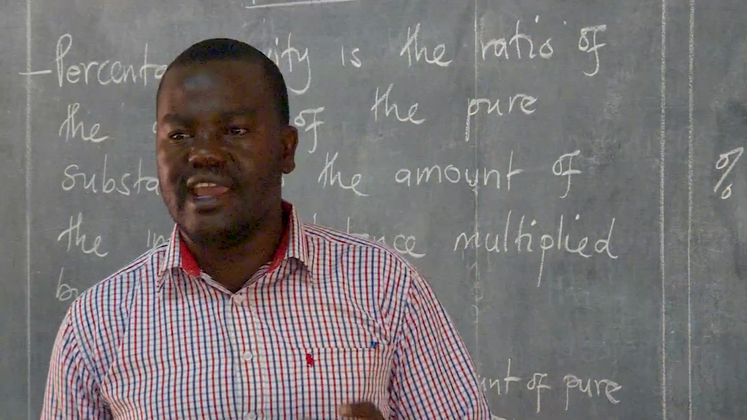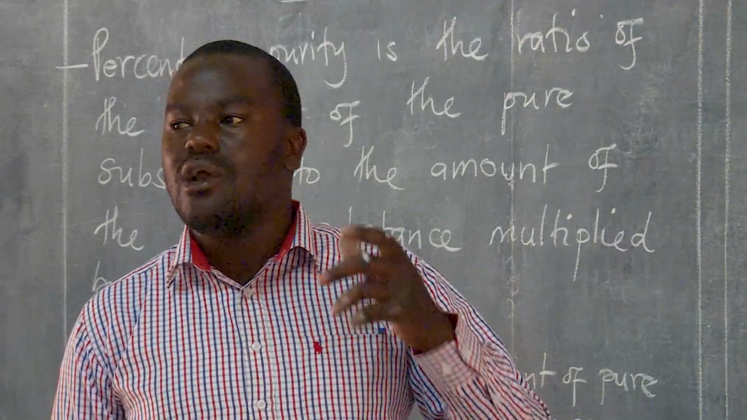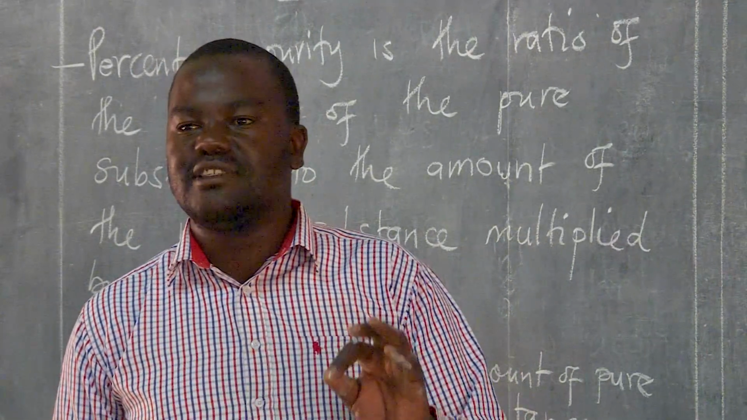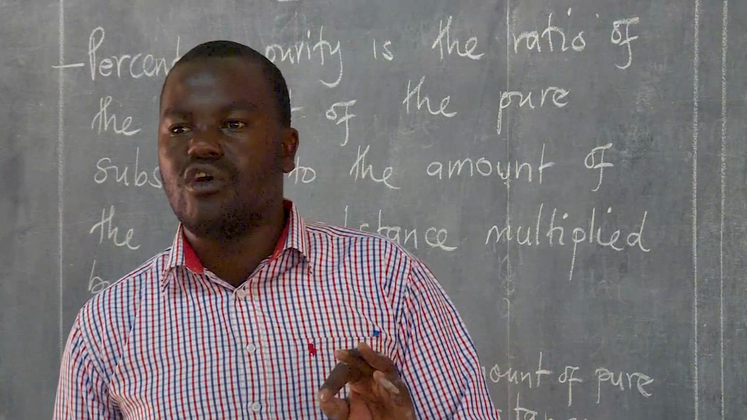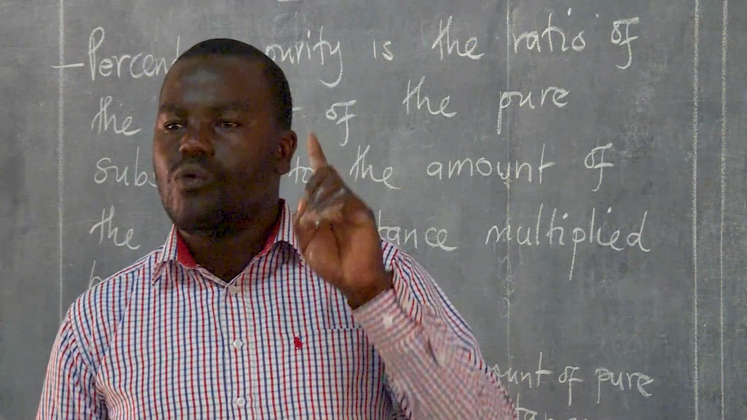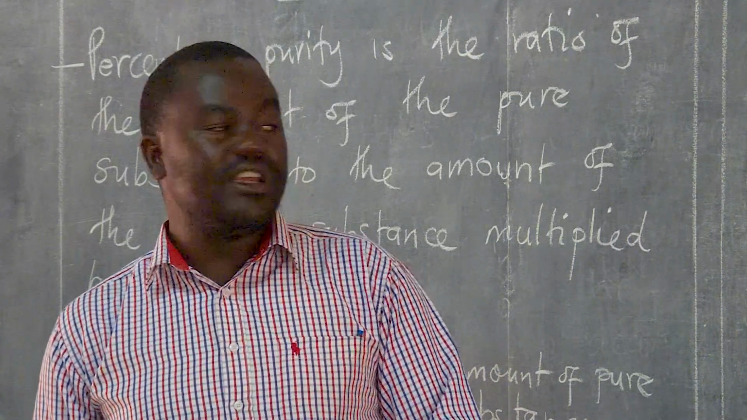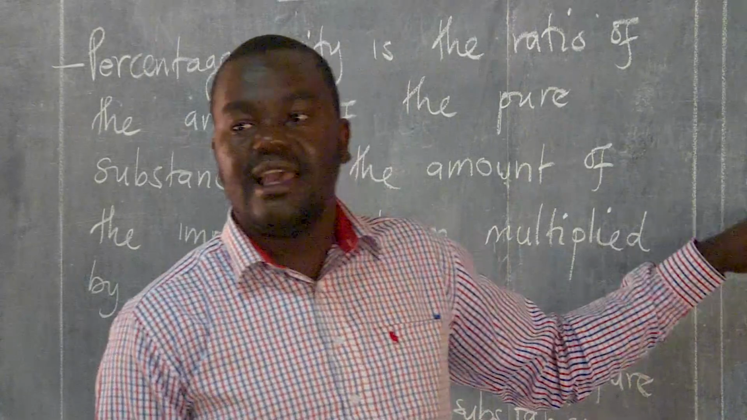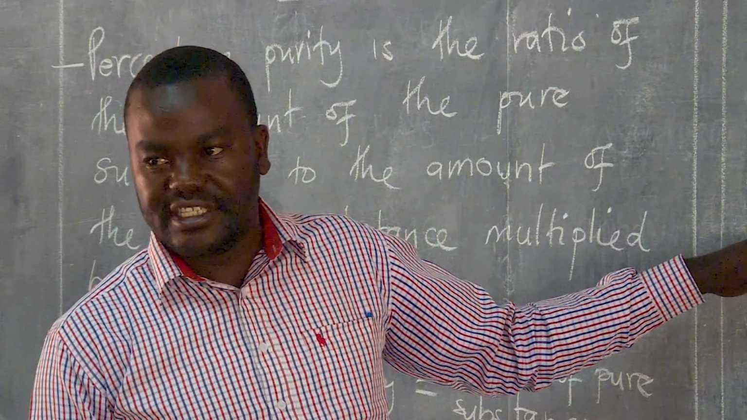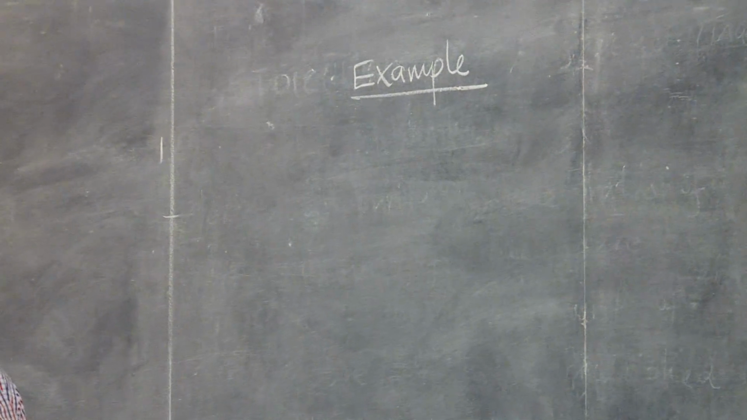Now, questions do come. You might be given a question based on stoichiometry, where we are working out problems based on what? Chemical equations. So let's try to look at one question on stoichiometry, on how we can find the percentage purity. Example 1.